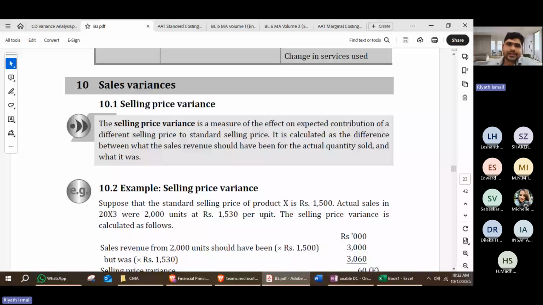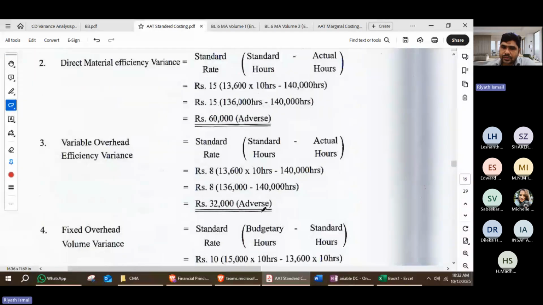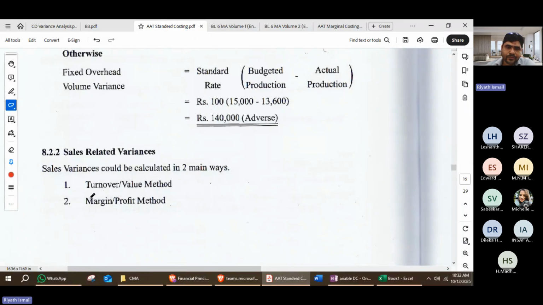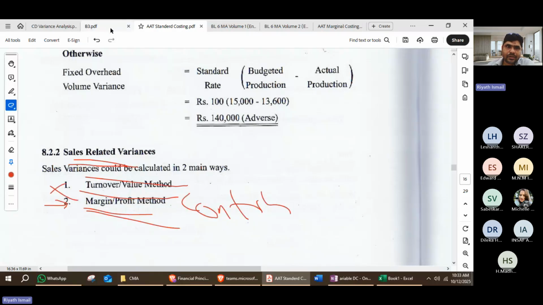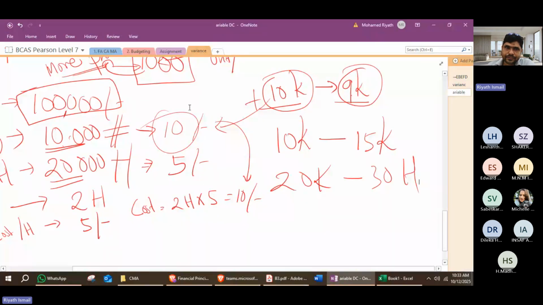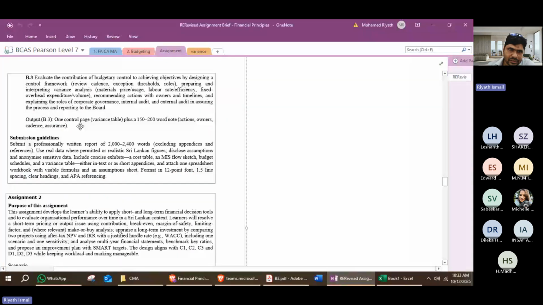Sales variance. There are different techniques used for sales variance, but in your assessment, there are two ways of calculating the sales related variances. One is the turnover or value method. Second is the margin, profit or contribution method. Right now we focus on this one, since in your assessment we are not going to test you on the sales variances.